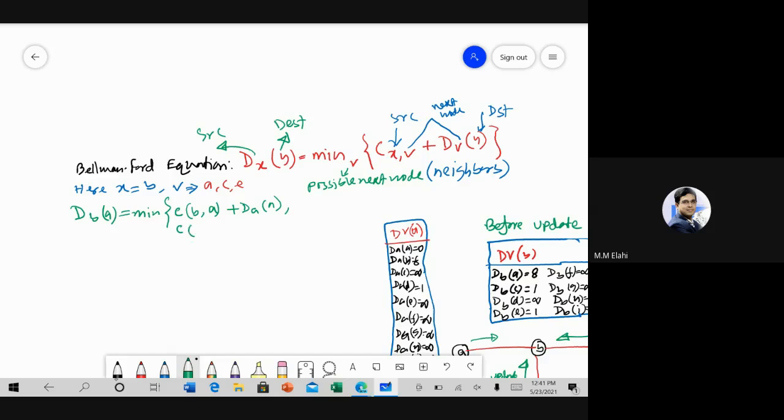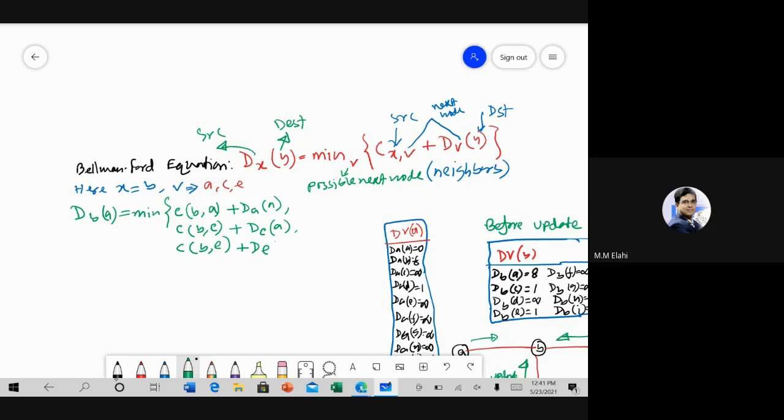What will be the second value? B to C. Yes, C or E, order doesn't matter. If you say B to C, then you have to say d C to the final destination, which is always A in this equation. And then the last value, B to E. Very good. So C to A, E to A. That means the number of neighbors equals the number of possible values.